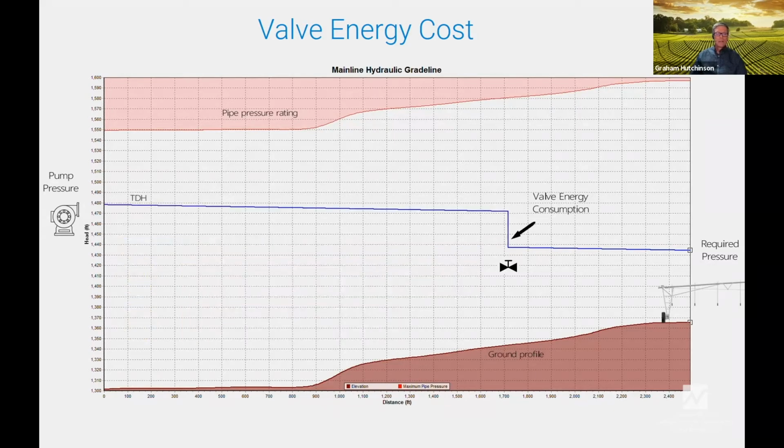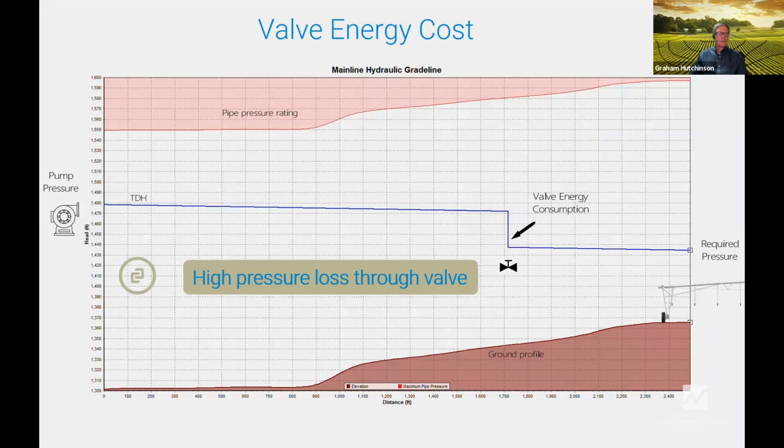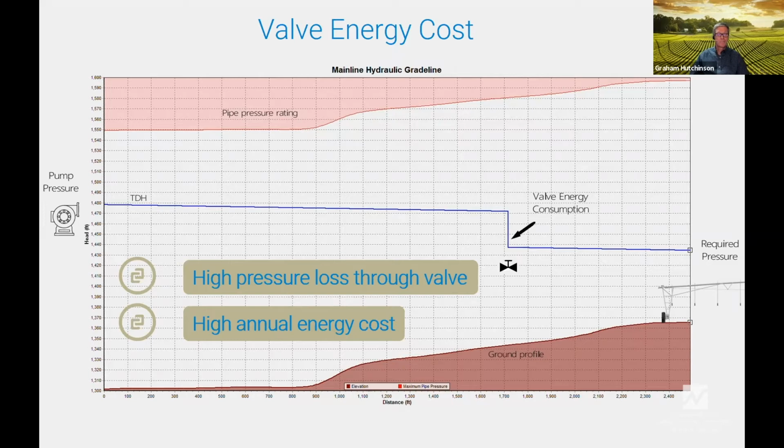Here's exactly the same system with a different valve that has a high pressure loss, and you can see that the pump has to work to a much higher pressure. And so there is a high friction loss through that valve, and there is a high energy cost associated with that because the pump is operating at a higher pressure.